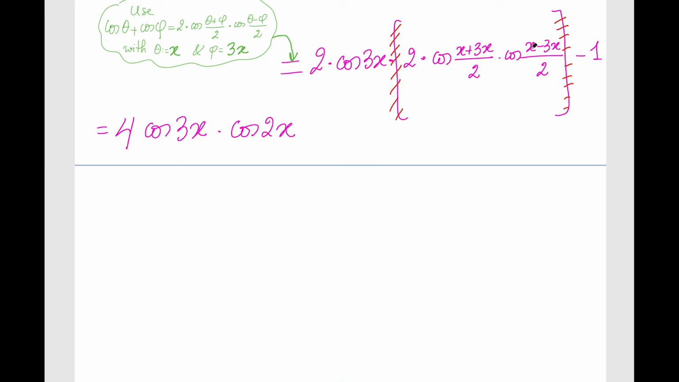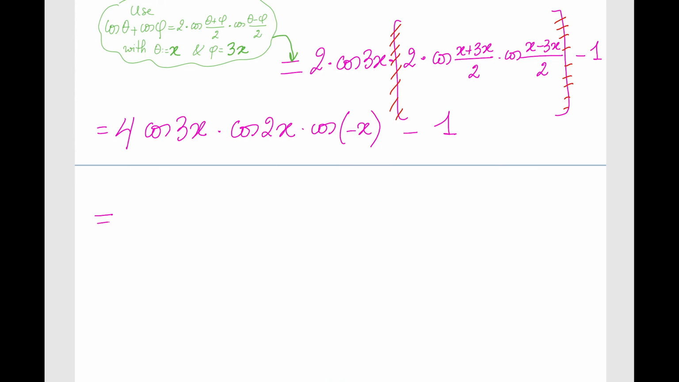x minus 3x is minus 2x, and minus 2x divided by 2 is minus x. So I get times cosine of minus x. Right, let me say it one more time. x minus 3x is minus 2x, and minus 2x divided by 2 is minus x. Okay, and then I'm gonna carry this minus 1.